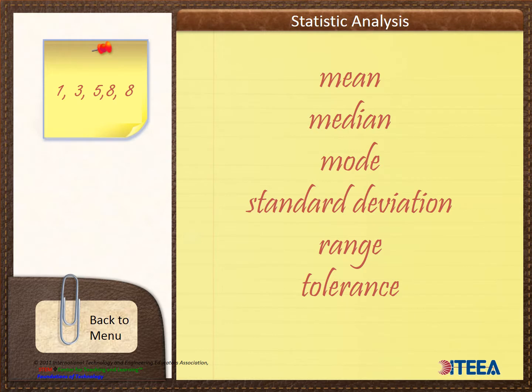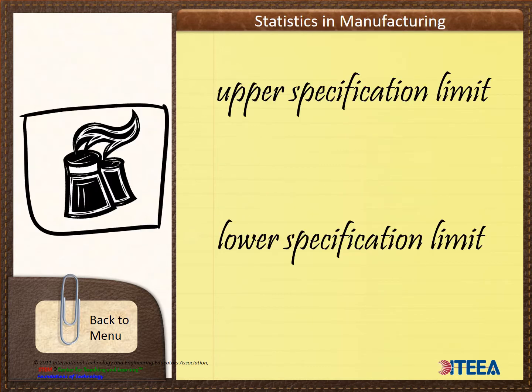Now, statistical analysis, some of the terms that we look at. So please pay careful attention to these. The mean, the median, the mode, standard deviation, range, and tolerance. Now, if we're looking at our statistics in our manufacturing site, we're going to have an upper specification limit. We're going to have a lower specification limit.